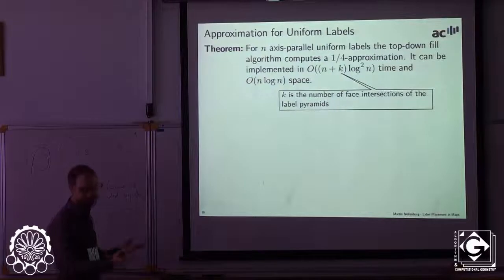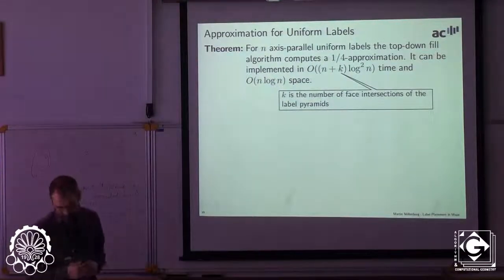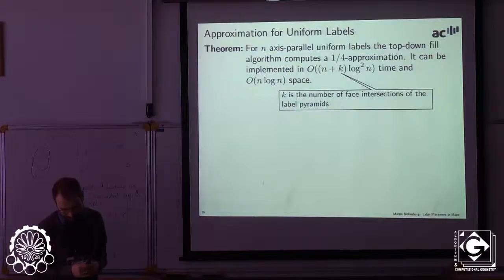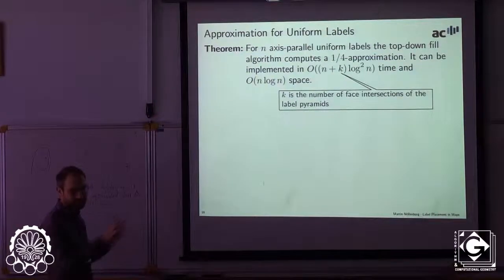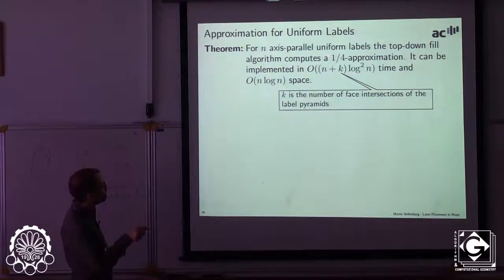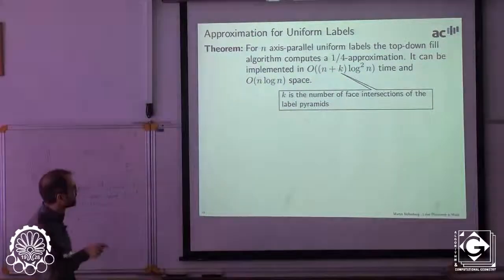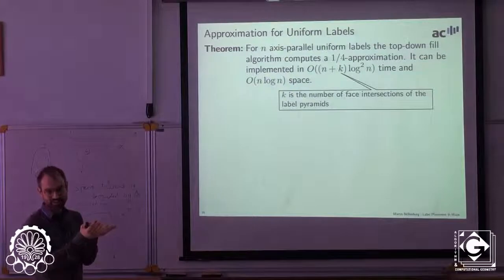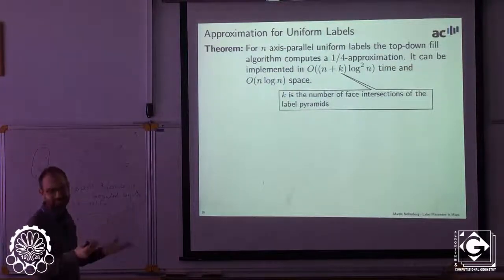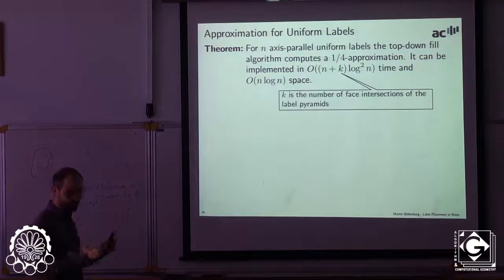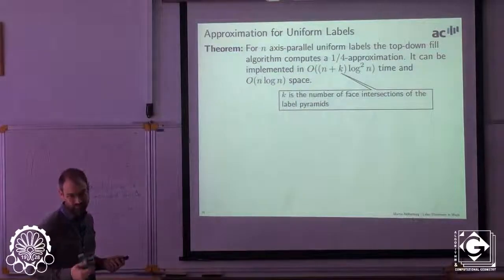And now we need to give an algorithm that helps us to do this a little bit faster, using maybe also geometric data structures. And the claim here is that if you have n axis-parallel uniform labels, so right now think of maybe unit squares or rectangles all of the same size, then this algorithm computes a 1/4 approximation. And we can implement it in time n plus k log squared n and n log n space, where k is an output-sensitive parameter that gives us the number of actual face intersections of the pyramids. So if everything is so disjoint that they never intersect, then k is small. But if everything is completely dense, it can grow up to quadratic.